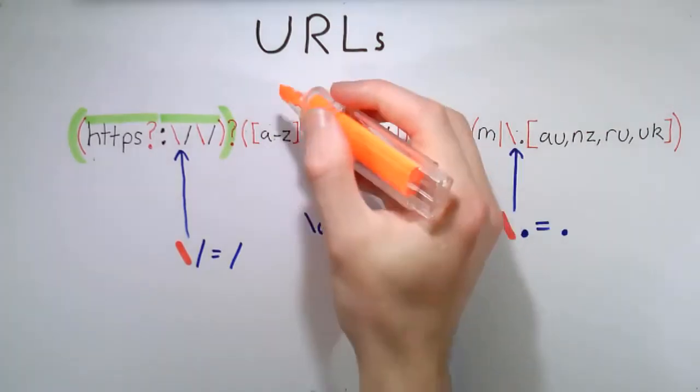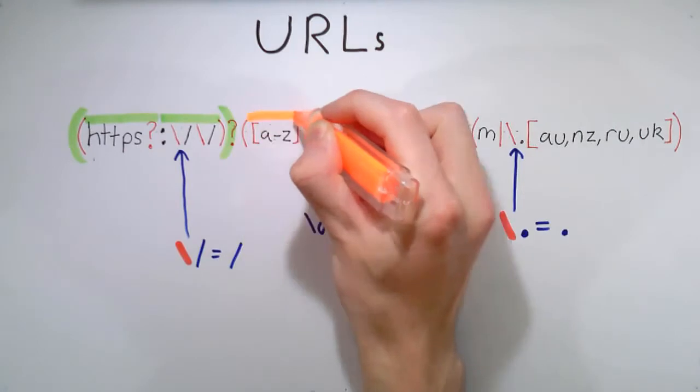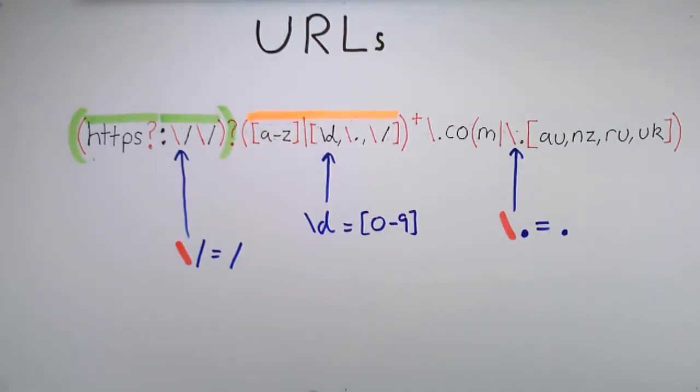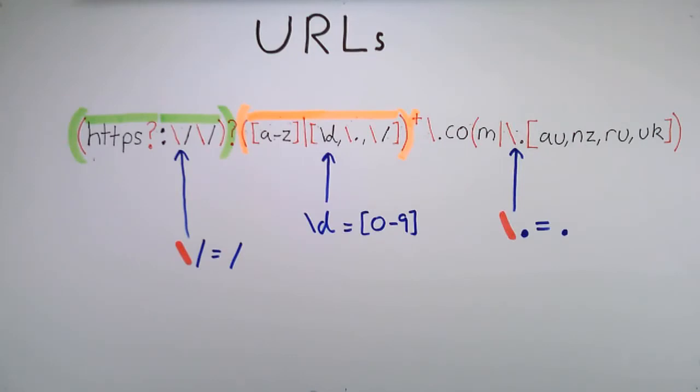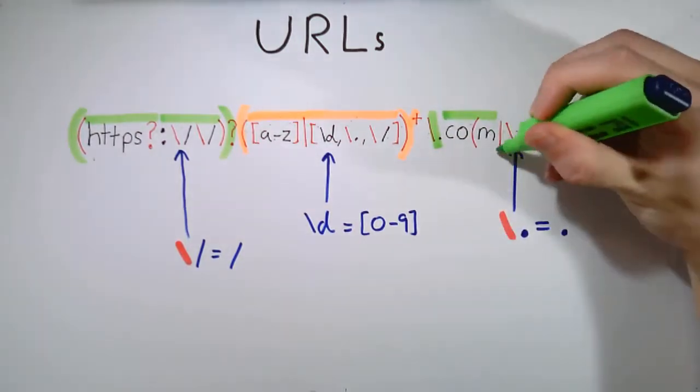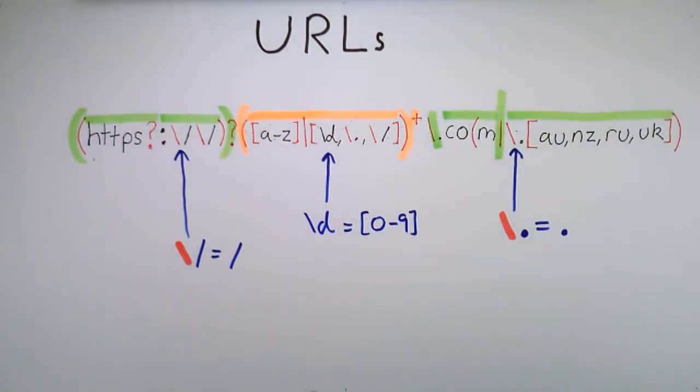The next sequence, the main web address, is a combination of characters and symbols. We have a choice between a letter or a digit or a period or a hyphen or a forward slash, but we almost certainly need more than one, so it is wrapped in parentheses and given a plus symbol. After this, there is a period, then the suffix. .com is the most common example, but there are many regional alternatives, such as .co.nz for New Zealand and .co.uk for the United Kingdom.